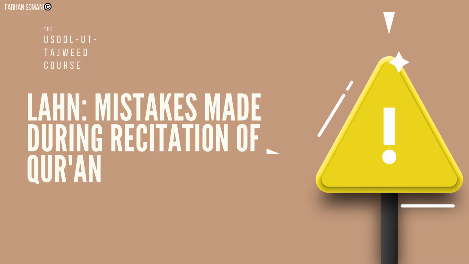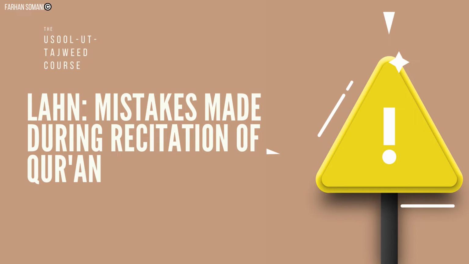In this video, we are going to learn about the mistakes and errors which are committed while we recite the Quran. And we will learn about what is Lahn. Lahn is the Arabic word for mistakes, and we will explore its types, and we will also get to know some examples of Lahn. So first of all, the word Lahn is defined as a mistake and deviation from correctness when reading or reciting the Quran.